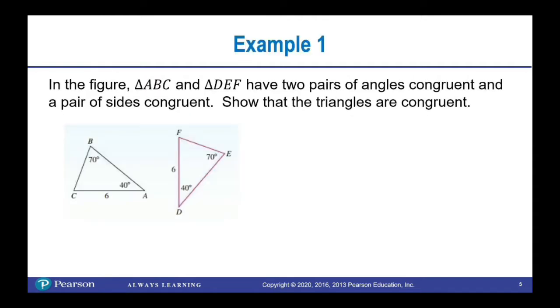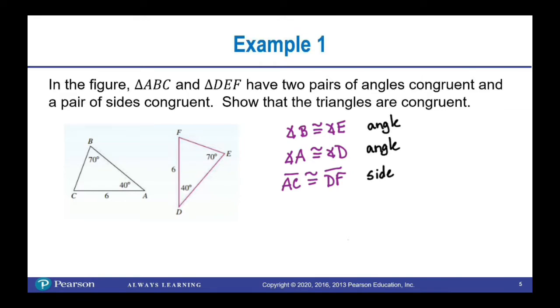Example 1 asks us to show that our two triangles are congruent. So let's start thinking about the pieces of the triangles that are congruent. Well, first, I notice that angle B is congruent to angle E. They both measure 70 degrees. Then I notice that angle A is congruent to angle D. They both measure 40 degrees. I also notice that side AC is congruent to side DF. They measure 6. Notice the segment symbol above my sides. I have an angle, and a side.